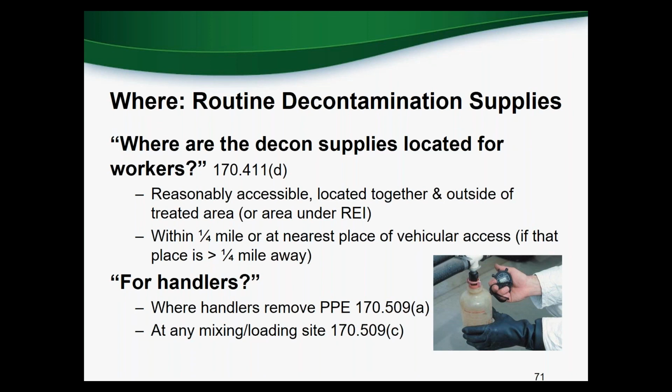Where are the decontamination supplies located for workers? Well, they have to be accessible. They have to be located together and outside of the treated area or the area under an REI. They have to be within 1/4 mile of the workers or at the nearest place you can get a vehicle if that's more than 1/4 mile away. And for handlers, the decontamination supplies must be located where they remove their PPE so they can wash, and at any mixing and unloading sites.